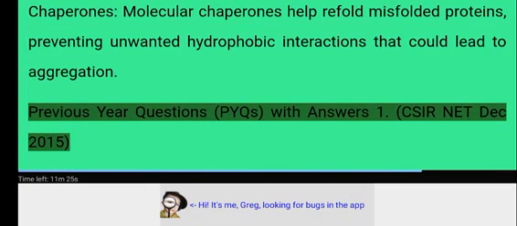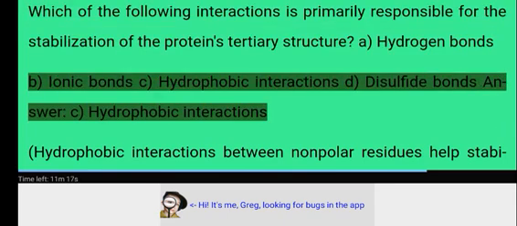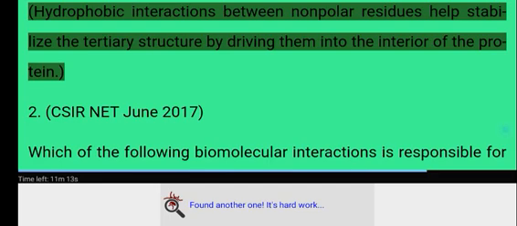Previous year questions, PYQs, with answers. 1. CSIR NET December 2015. Which of the following interactions is primarily responsible for the stabilization of the protein's tertiary structure? A. Hydrogen bonds. B. Ionic bonds. C. Hydrophobic interactions. D. Disulfide bonds. Answer: C. Hydrophobic interactions. Hydrophobic interactions between nonpolar residues help stabilize the tertiary structure by driving them into the interior of the protein.